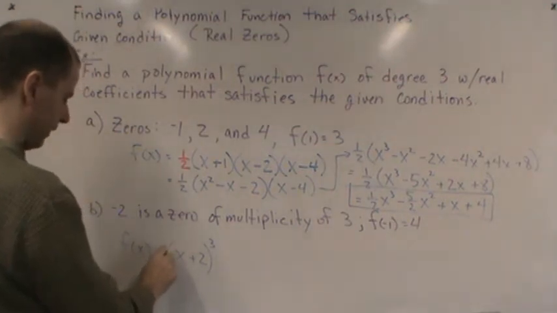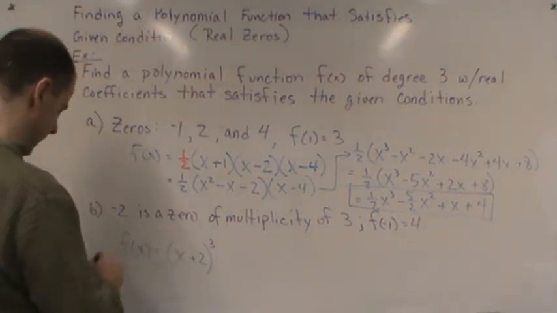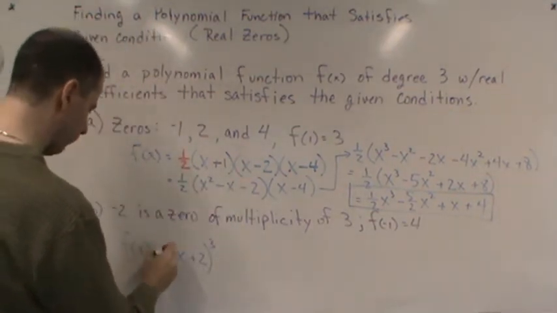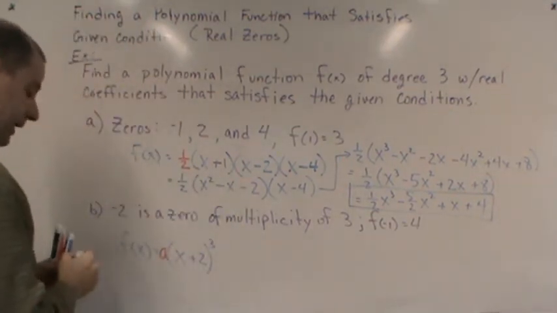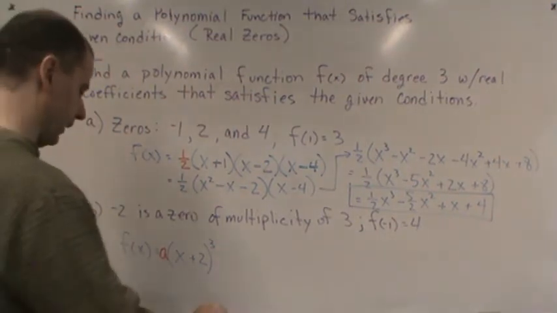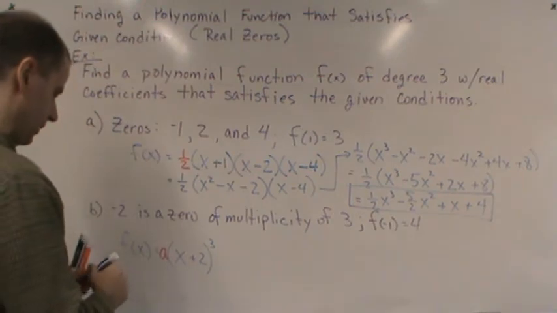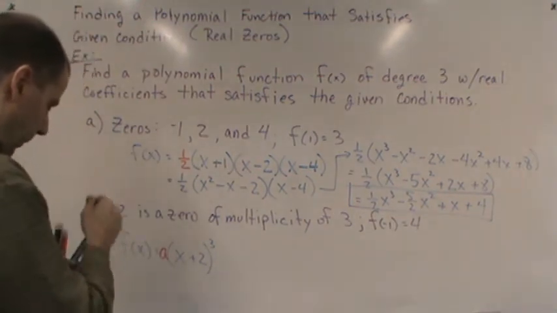And again, we're going to have an a value out here, right? We're going to have an a value that we have to figure out. Okay? The a might be 1. We don't know until we plug it in. But we know that f of -1 equals 4. So let's see what we end up with.